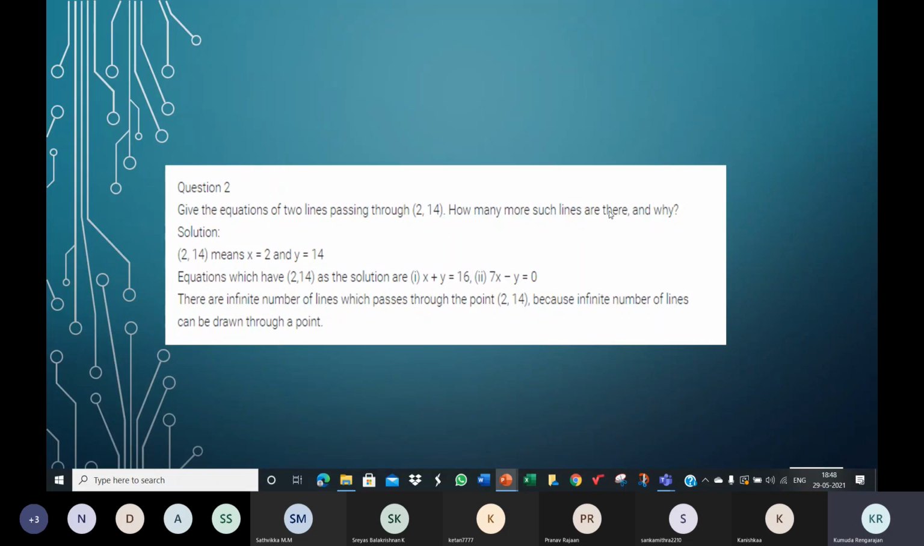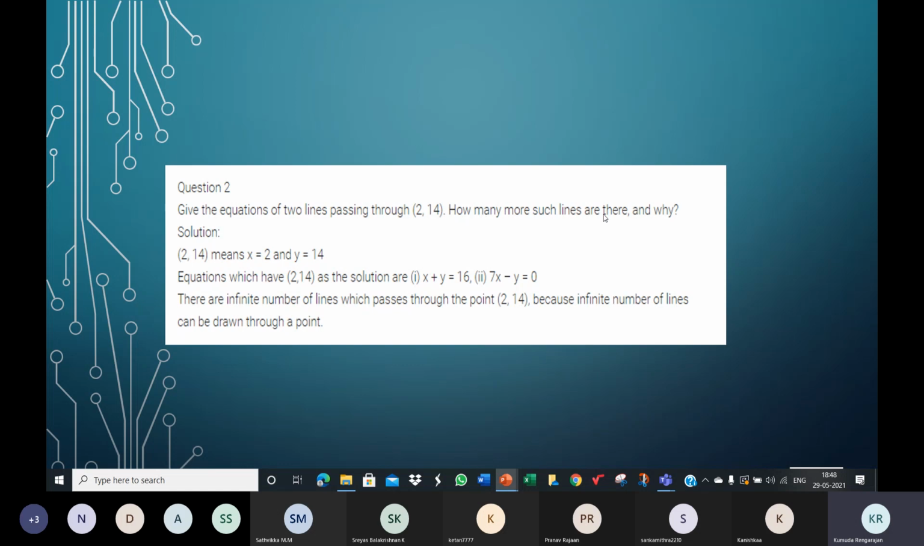How many more such lines are there? Answer that question. There are infinitely many. There are infinite number of lines which pass through the point 2, 14. Why? Because infinite number of lines can be drawn through a given point.